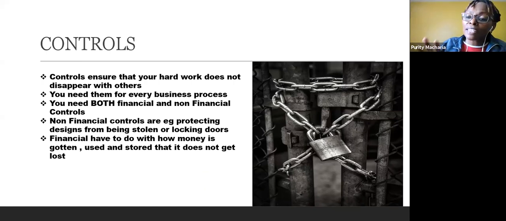You need both financial and non-financial controls. For instance, if you have a unique design or trademark or music or whatever it is you have done, that is not necessarily financial. It's non-financial, but you need controls over it because that is the thing that you're selling. Financial is to do with the money that you have earned from that thing, whether it's a service or a product. So you want to make sure that the money that you're getting from those activities does not go into thin air.